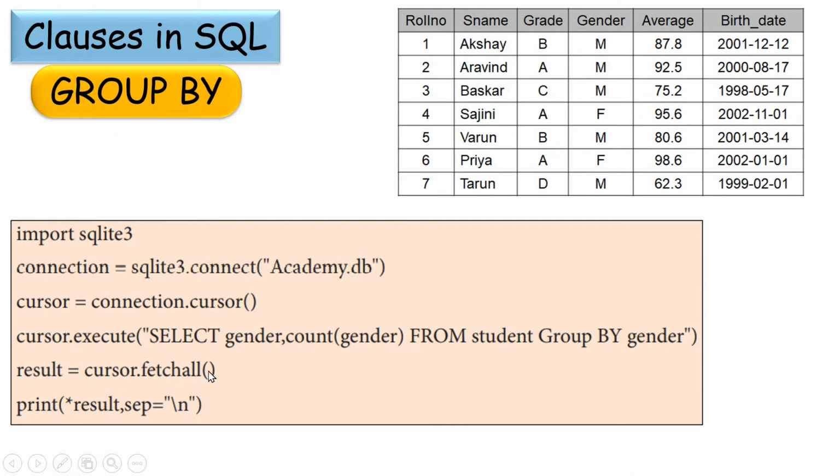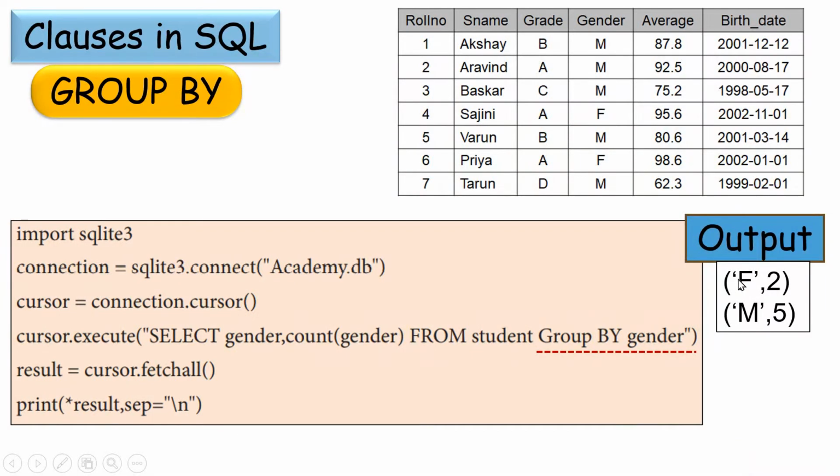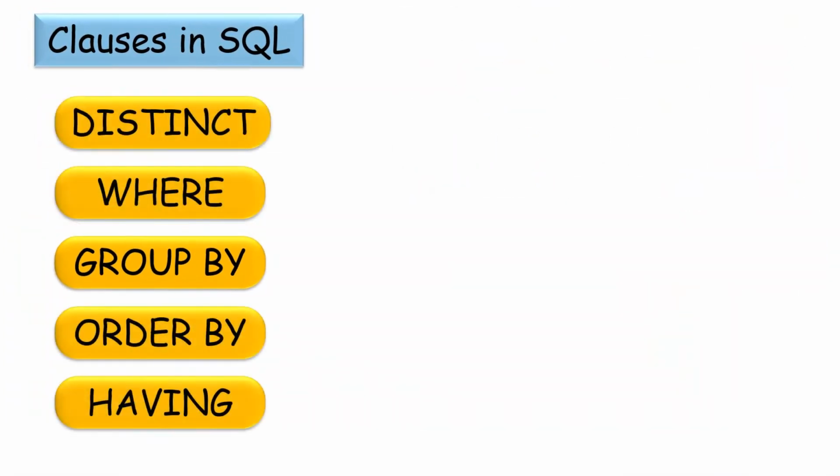Look at the select command. Select gender, count of gender from student, group by gender. This group by clause will first group the records by gender, and then the count function will count the gender. The select command will then fetch gender and the count of gender. The output of this example is F, 2, M, 5.